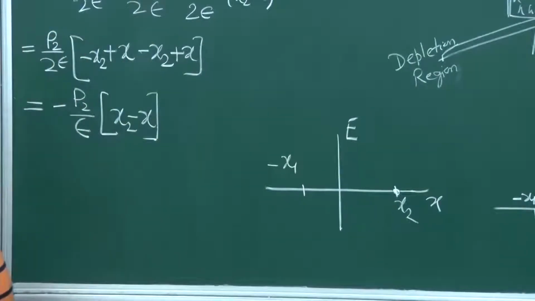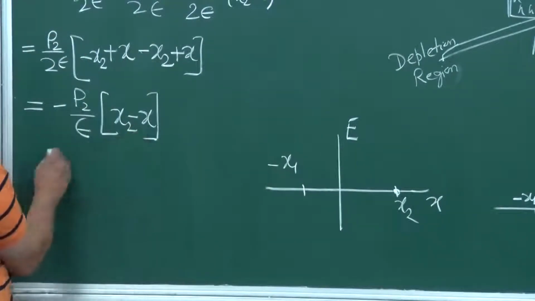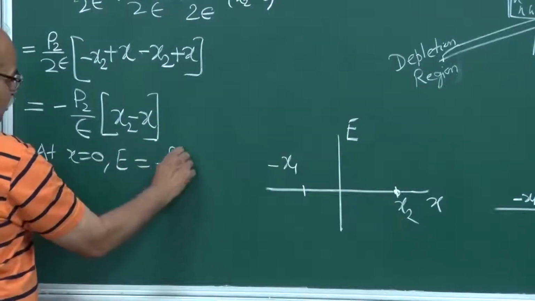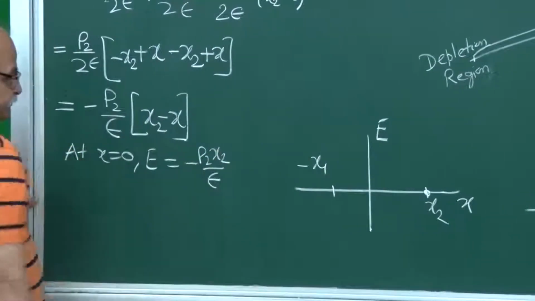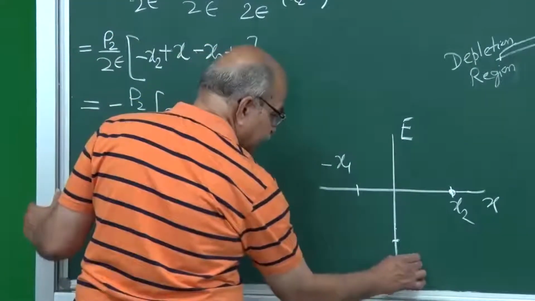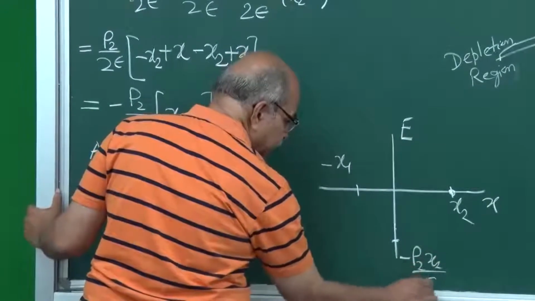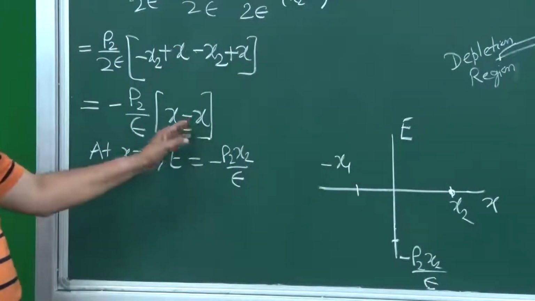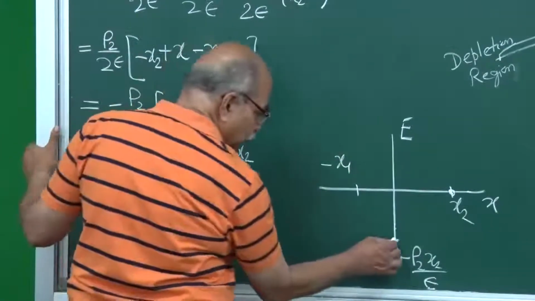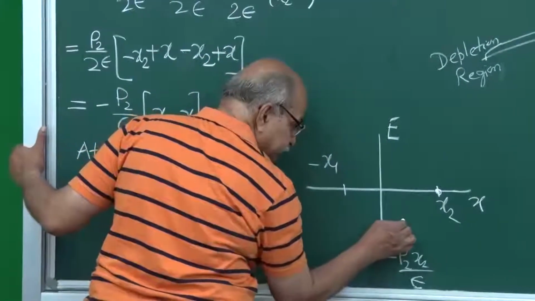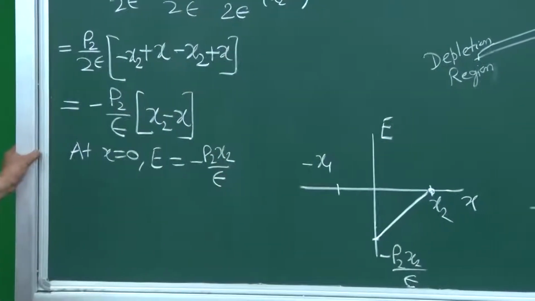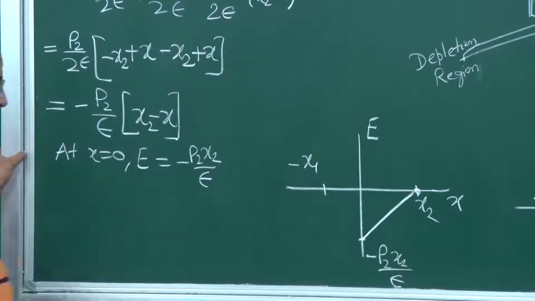So here the electric field will be 0. And how much will the electric field be at x equal to 0? At x equal to 0, E will be minus rho 2 x2 over epsilon. So it will be somewhere here. Let us say this is minus rho 2 x2 over epsilon. And then it is linear in x, so it has to be a straight line, and therefore you can join these two. This is the electric field on this positive x side.